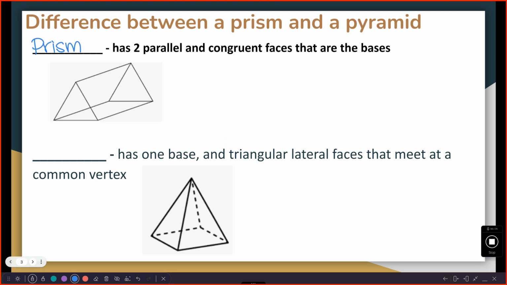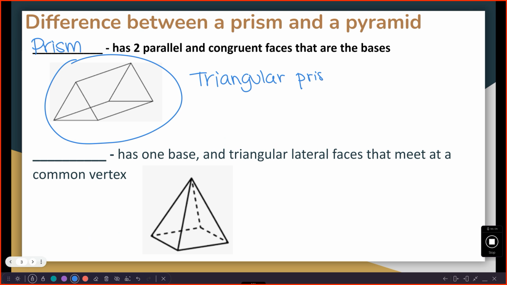This here is a picture of a triangular prism. And the two faces that are parallel and congruent are the two triangles. So these two triangles, they are congruent to each other. If you don't know what that word means, it means equal, right? Same size and shape. All right, so both of those triangles, they are opposite and congruent to each other. So that is your triangular prism.